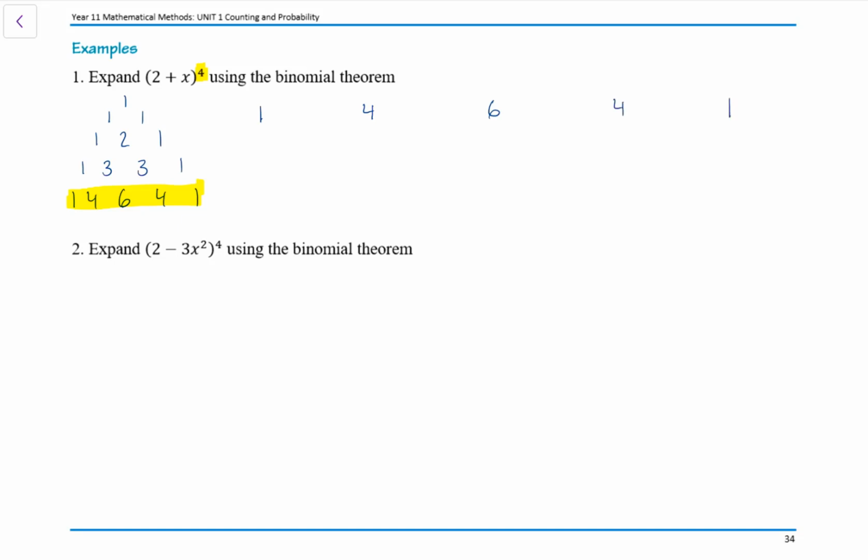You then look at your first thing, which is the 2. And you put that all the way along. Then start at your highest power, 4, 3, 2, 1, 0. Then move along to your x. Put it all the way down. And go in the reverse order for your powers, 0, 1, 2, 3, 4, and then put your plus signs in between.